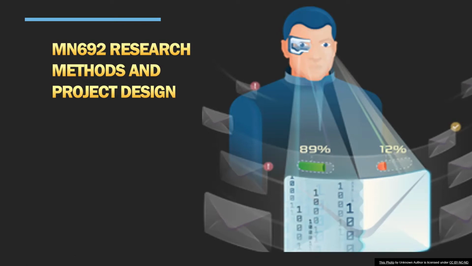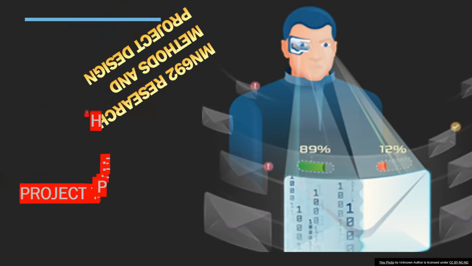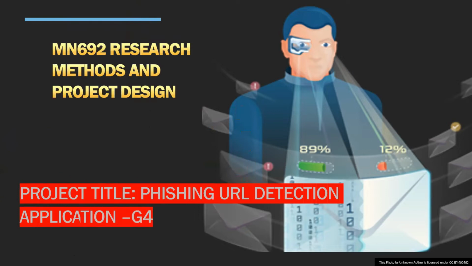Today we have a video presentation on MN692 research methods and project design. For this, we have a project titled Phishing URL Detection Application, and our group is Group 4.